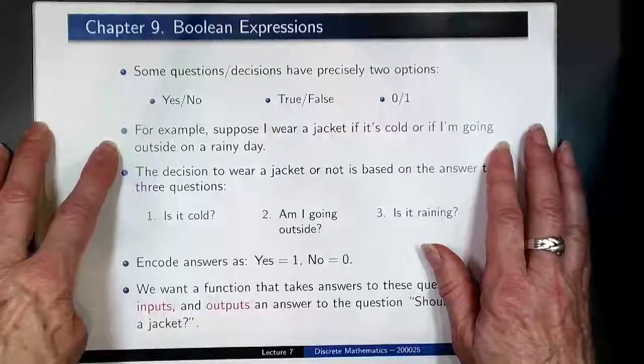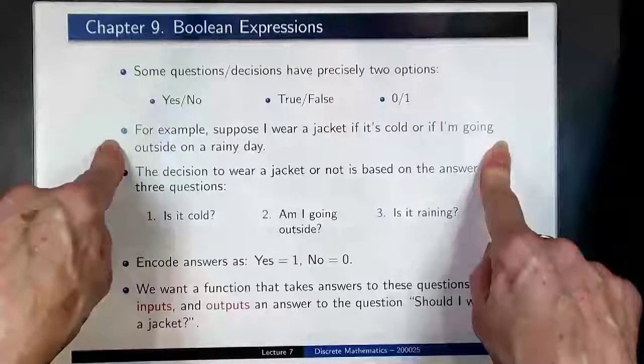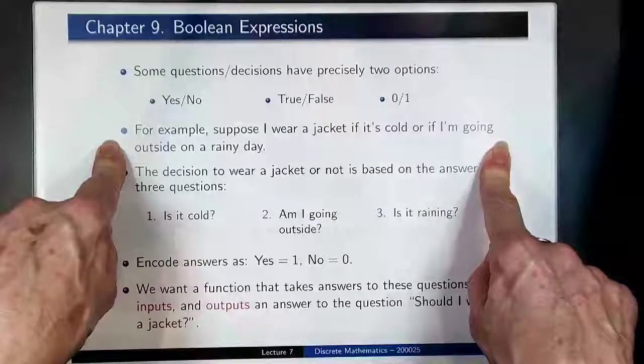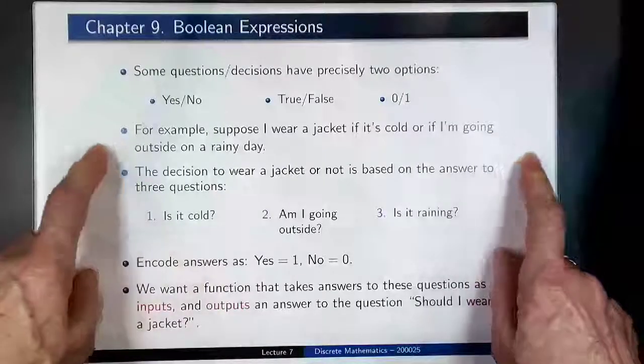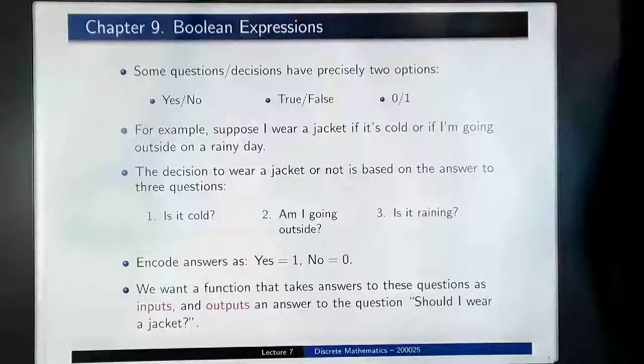Here's an example. I wear a jacket if it's cold or if I'm going outside on a rainy day. So the decision whether or not to wear a jacket is based on the answer to three questions. And each of these three questions is a yes-no question. We need to know, is it cold? Am I going outside? Is it raining? Now we're going to encode our answers as 1 for yes, 0 for no.